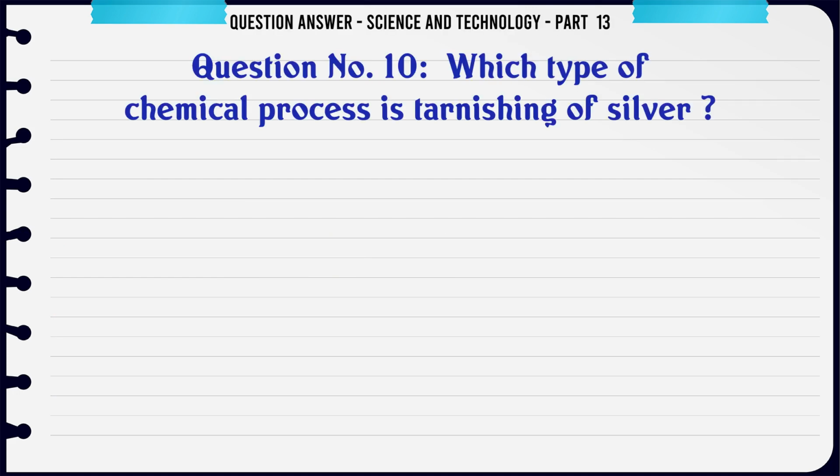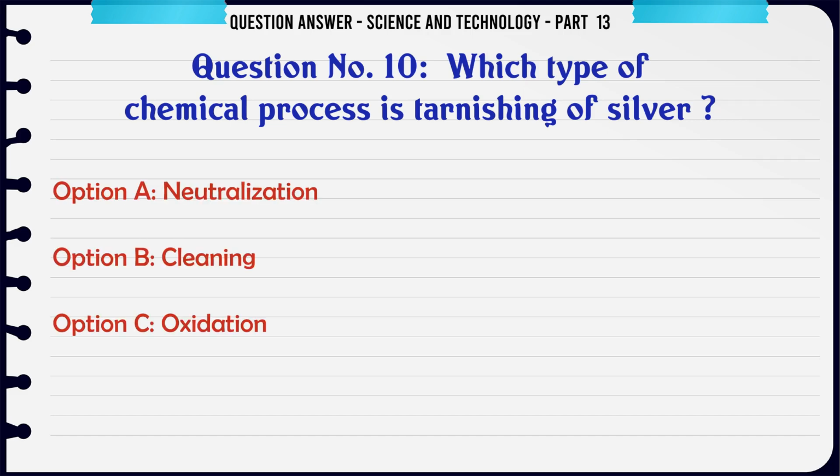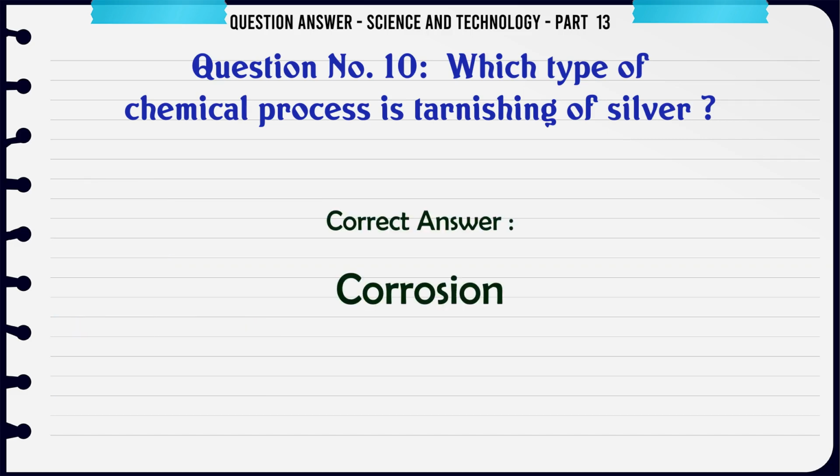Which type of chemical process is tarnishing of silver? A. Neutralization. B. Cleaning. C. Oxidation. D. Corrosion. The correct answer is corrosion.